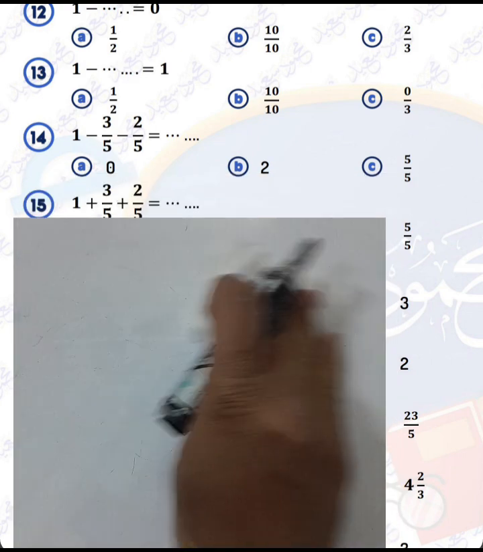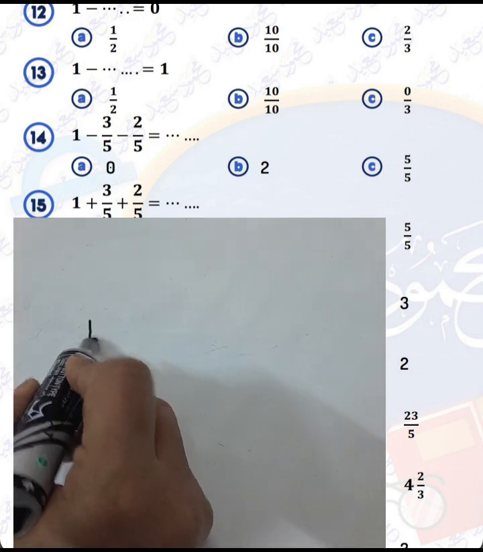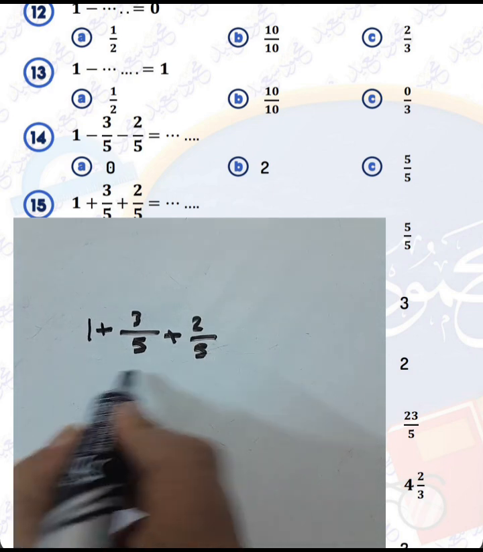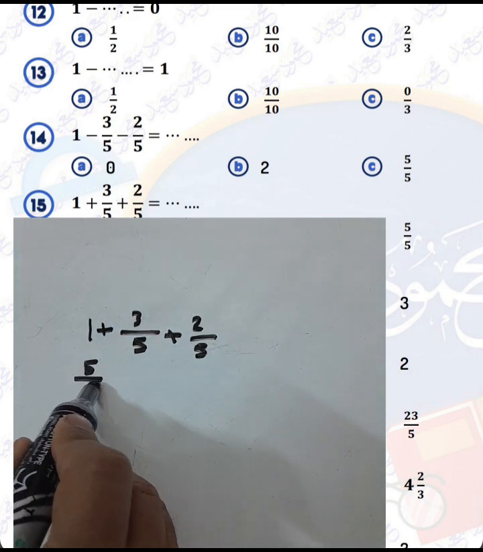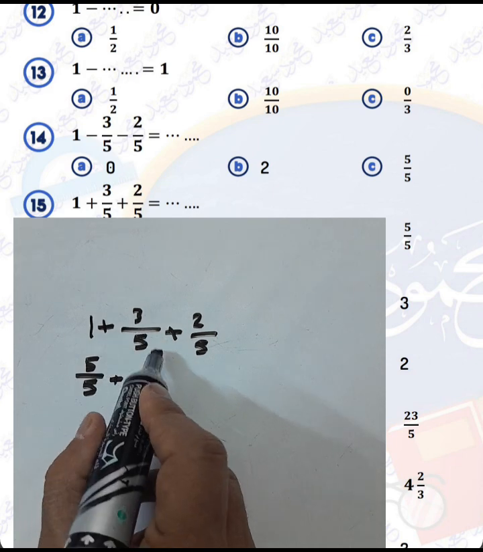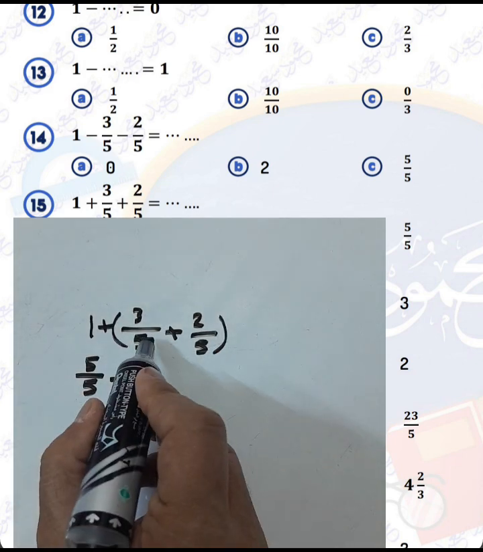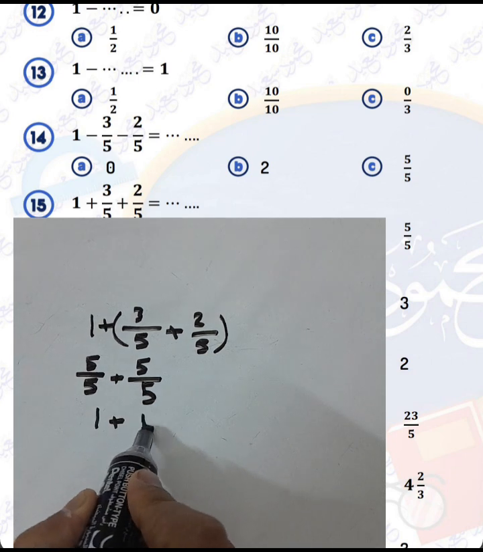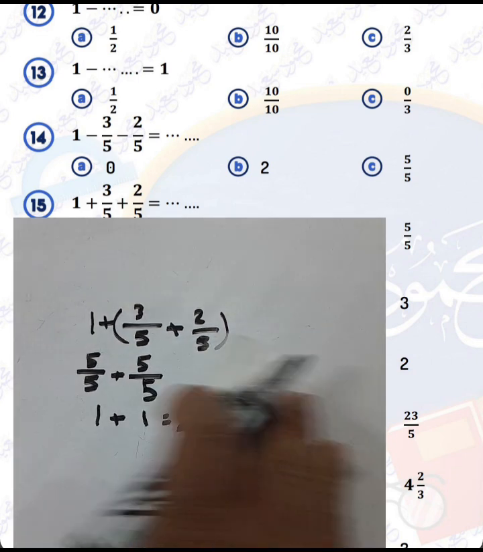Question 15. 1 plus 3 over 5 plus 2 over 5. We can write 1 here as 5 over 5. Plus 3 over 5 plus 2 over 5, it will be 5 over 5. It will be 1. 1 plus 1 equals 2. Then the result here will be equal to 2.